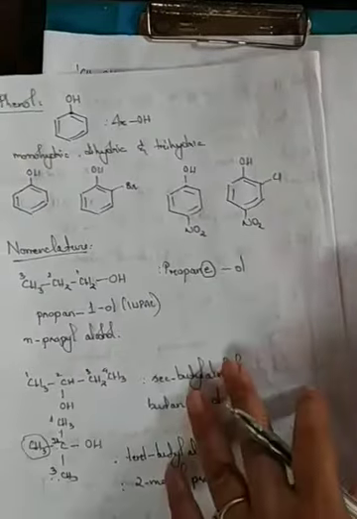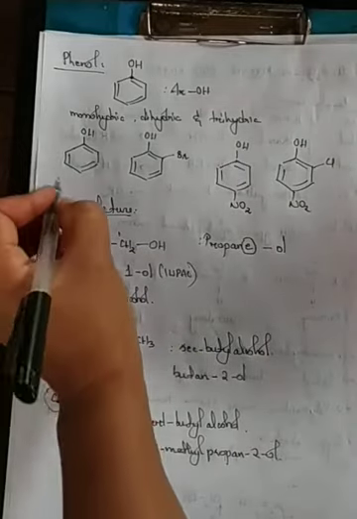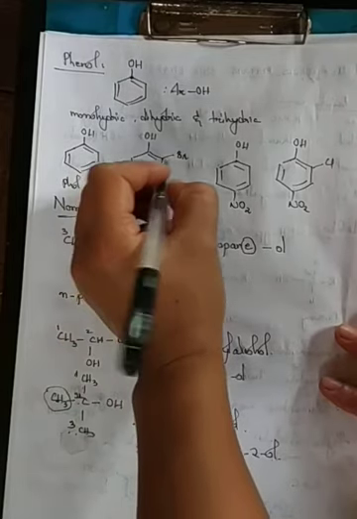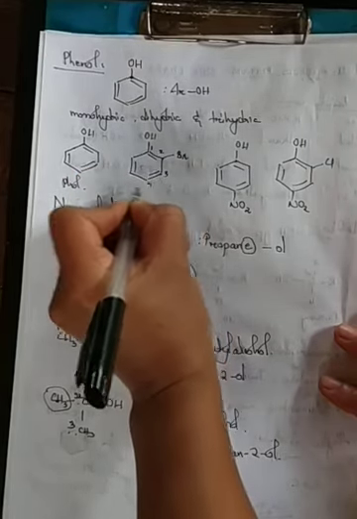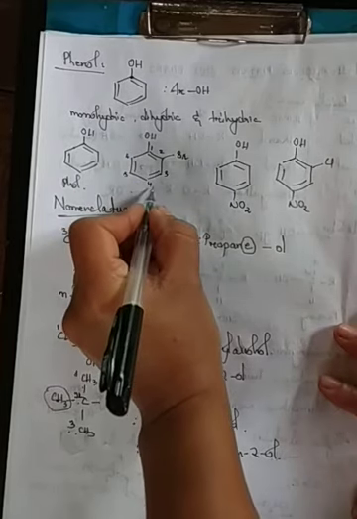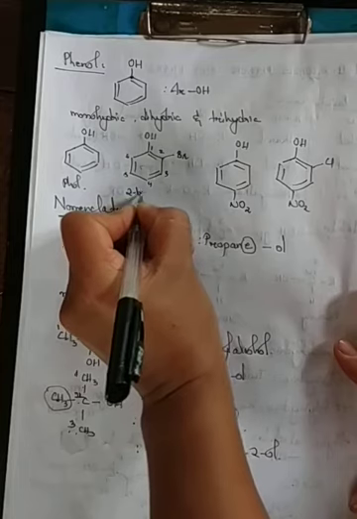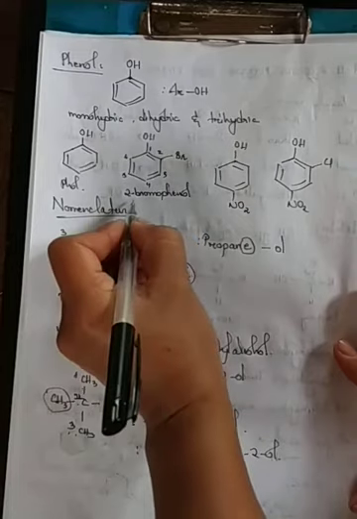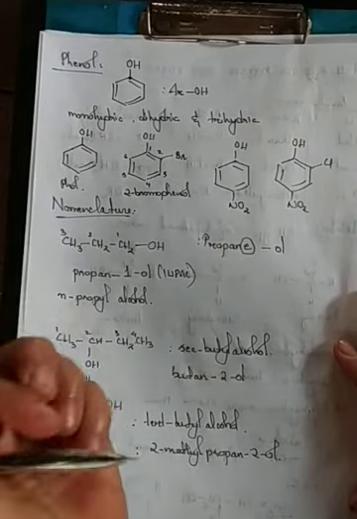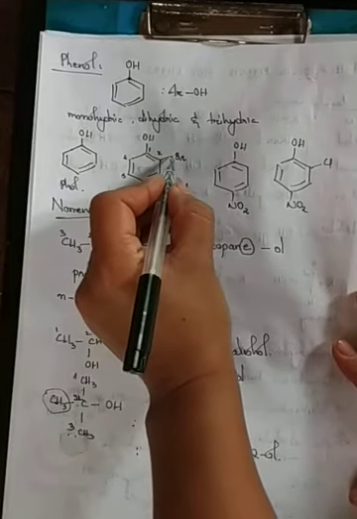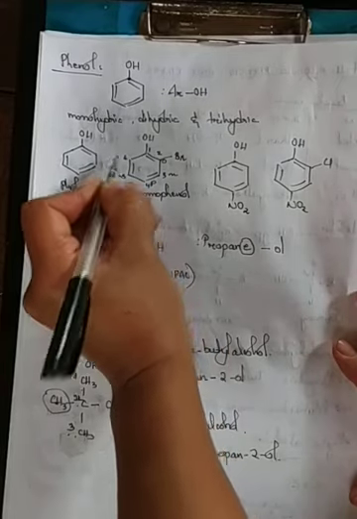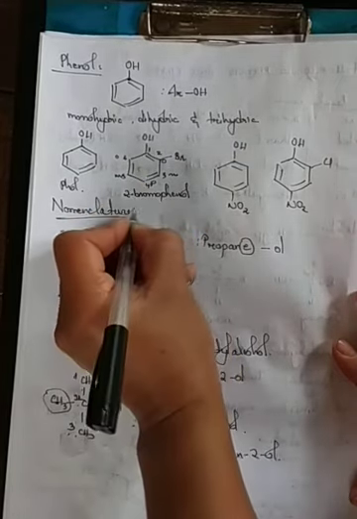Now, in phenols, I'll take the examples here. This is our phenol, numbered 1, 2, 3, 4, 5, and 6. The IUPAC name here will be 2-bromophenol. In the common name, we will be using ortho, meta, and para positions. The bromine substituent is attached at the ortho position. Therefore, it will be ortho bromophenol.